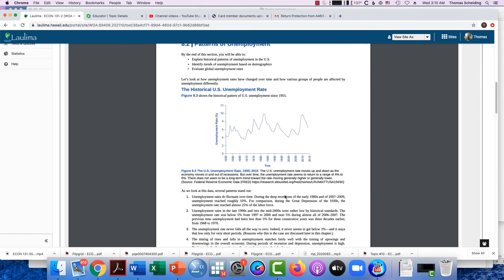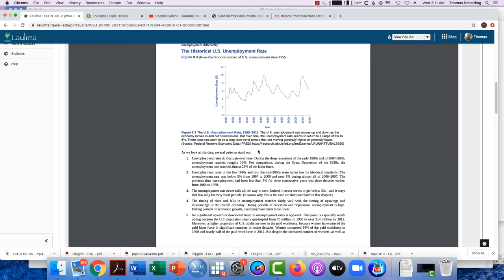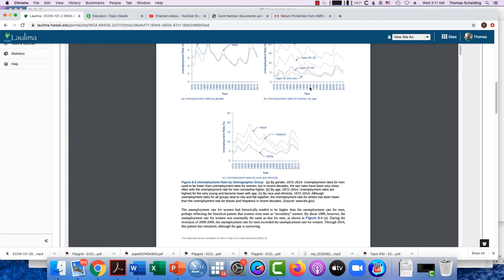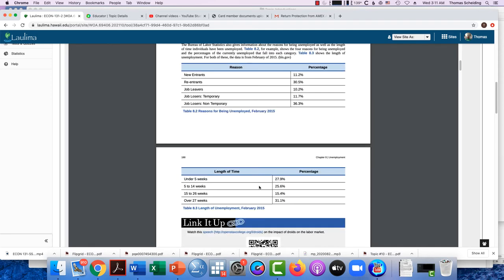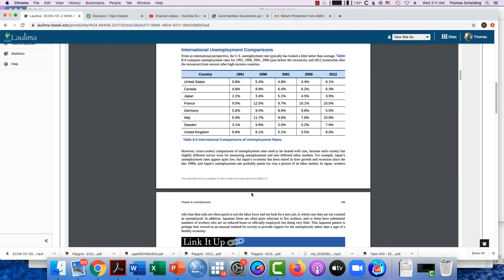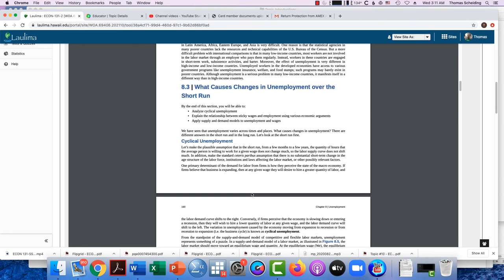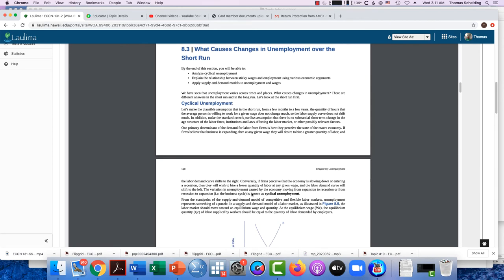And so besides looking at things like how the unemployment rate changes over time, which is obviously important, we would want to know why people are unemployed, how long they're unemployed for, and we also would want to talk about when they're unemployed. Is that unemployment because of the structure of the economy, or is it because of the business cycle?